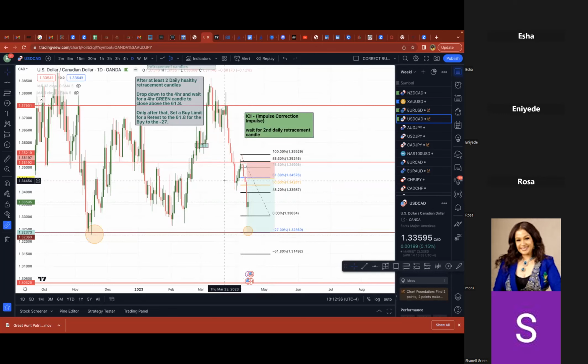We want to look for proper setups, and there's always going to be proper setups. Healthy, all green to one side, all red for the other side. When there's another color candle in between here, if this was red, it would not be a good setup.